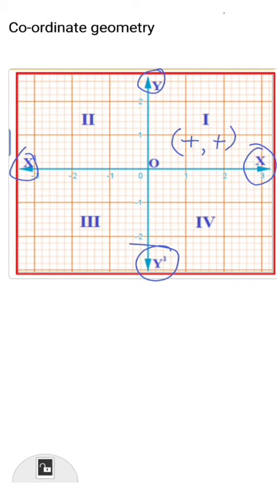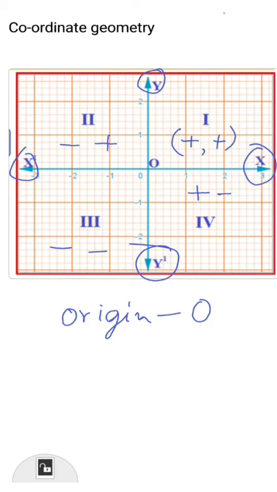In the case of the second quadrant, abscissa is negative and ordinate is positive. In the third quadrant, both are negative. In the fourth, abscissa is positive and ordinate is negative. And one more point you should remember: the intersecting point of the x-axis and y-axis, or any axes, is called the origin, and it is denoted by capital letter O.